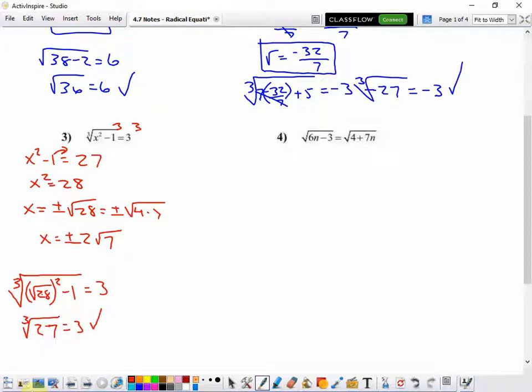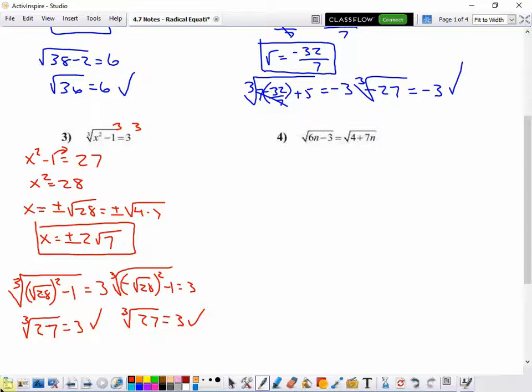That checks out. I also need to check the opposite of the square root of 28. When I square the opposite of the square root of 28, I get 28. Minus 1 is 27. Once again, the cube root of 27 is 3. That checks out. Both of my solutions are valid.